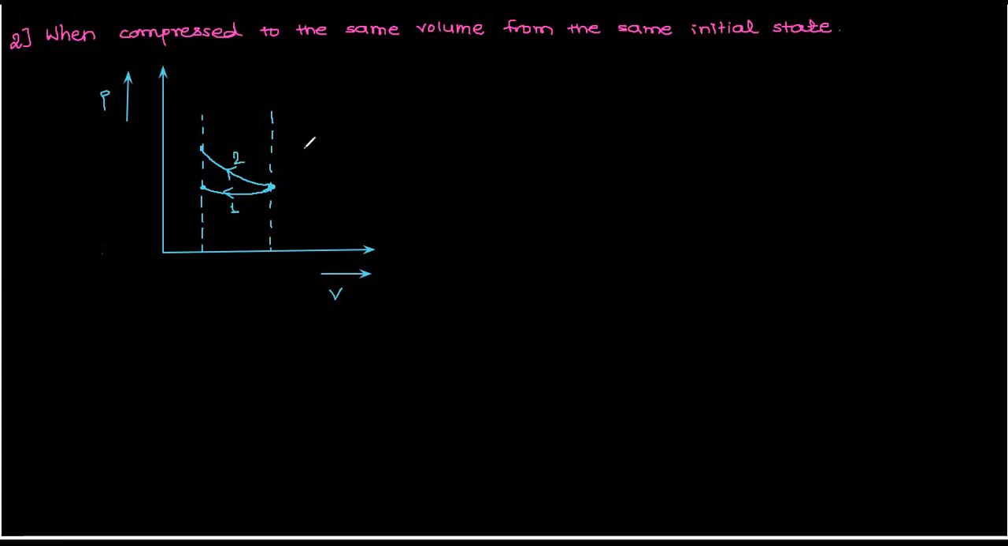1 is for adiabatic, 2 is for isothermal. Okay. 1 is for adiabatic, 2 is for isothermal in this case.